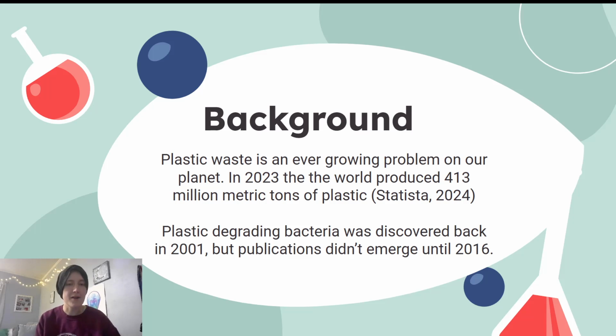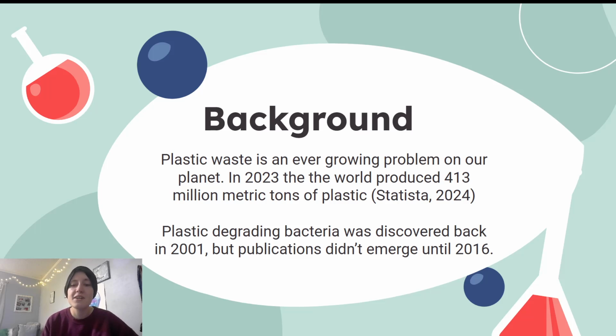So a little bit of background information about what this paper is coming from and why it was important when it was published is that plastic waste is an ever-growing problem on our planet. In 2023 alone, the world produced 413 million metric tons of plastic, according to Statista in 2024. What this means is that every year we're producing millions of tons of plastic, and there's really nowhere for that plastic to go. It's ending up in landfills, it's ending up in the ocean, and it's causing problems because it's accumulating at such an incredibly quick rate.